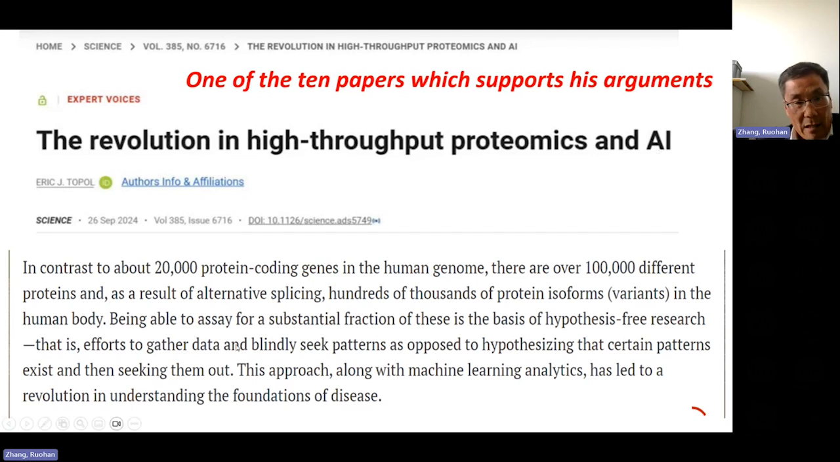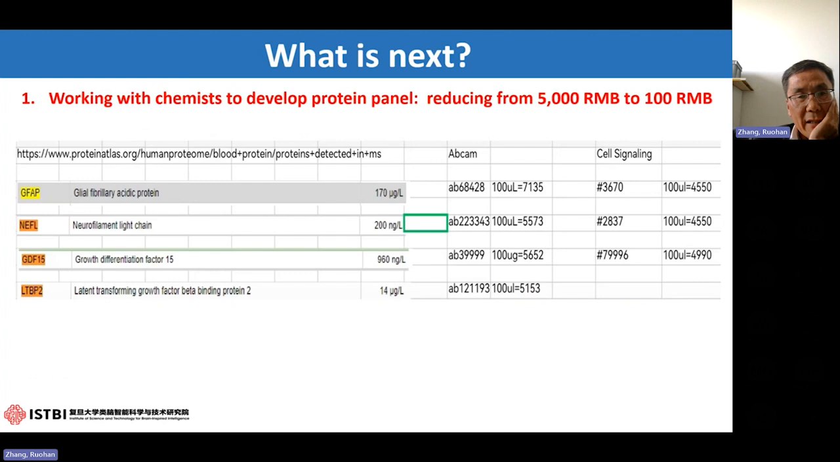For example, this is from the paper: this approach, along with machine learning analysis, basic proteomics and AI, has led to a revolution in understanding the foundation of disease. And I do hope we can do a good job for disease prediction, for example, here.